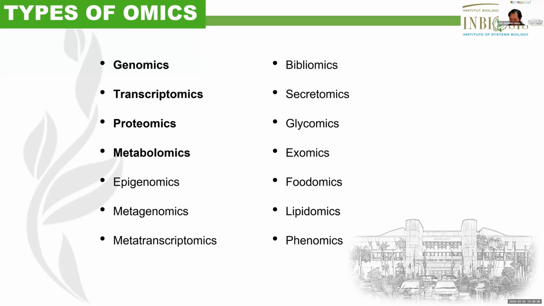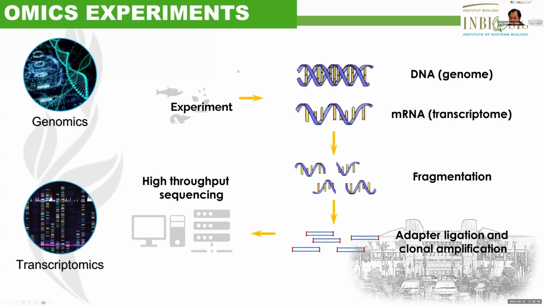For those who are maybe familiar, we have epigenomics. Yesterday we talked about metagenomics and metatranscriptomics. And we also have, for example, bibliomics, which is an omics approach, but the data set is basically journal publications and so on.